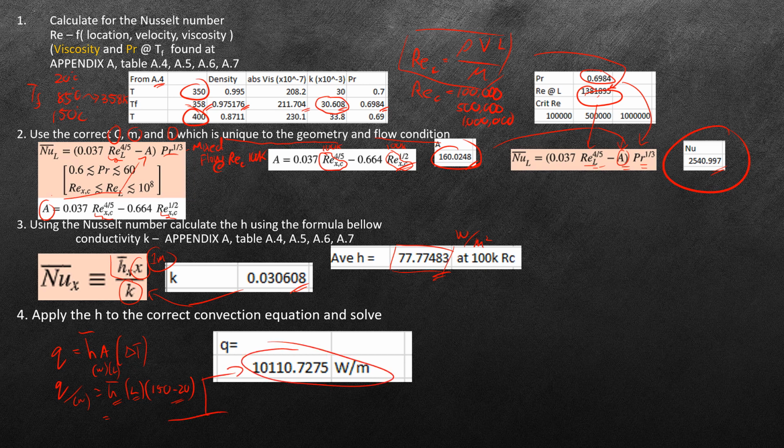So our value, the total heat transfer across the plate per width, is almost 10.11 kilowatts per meter.